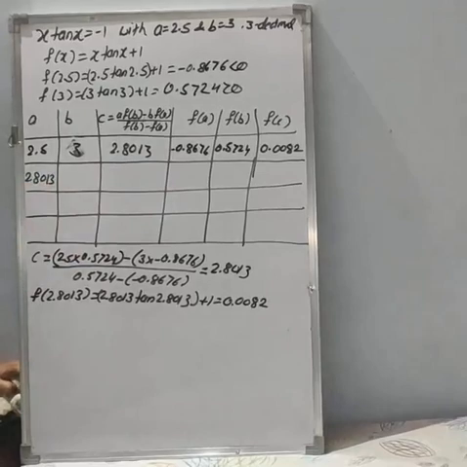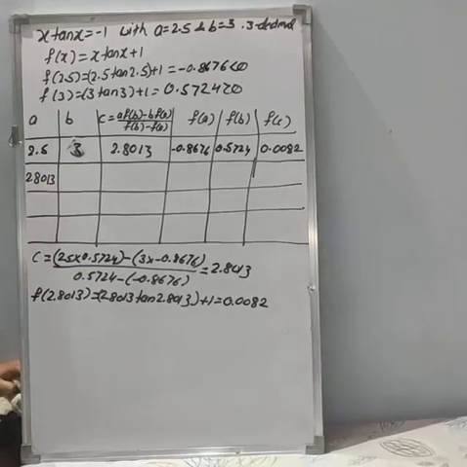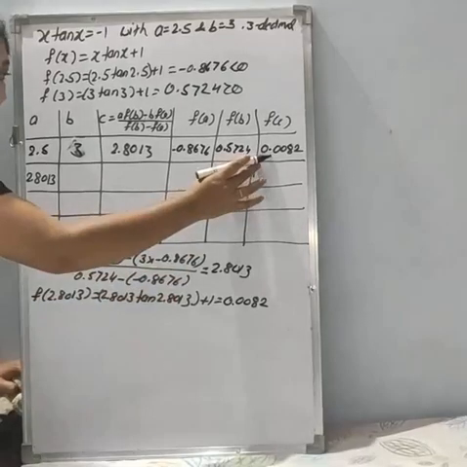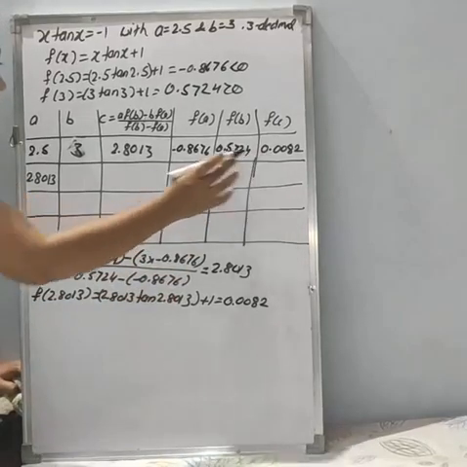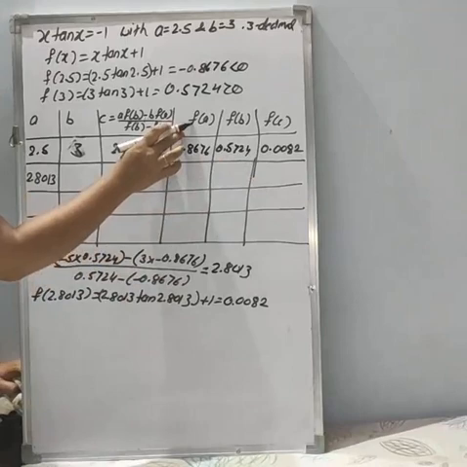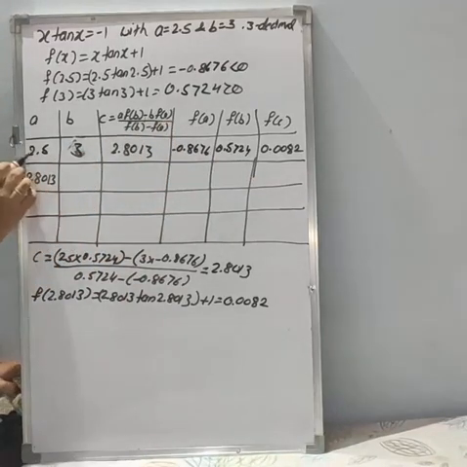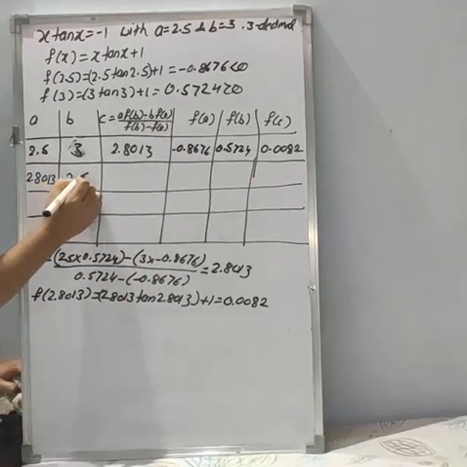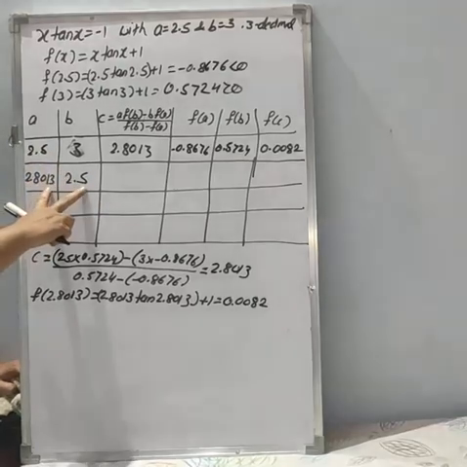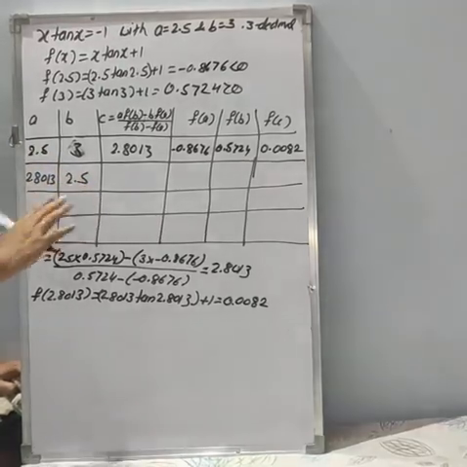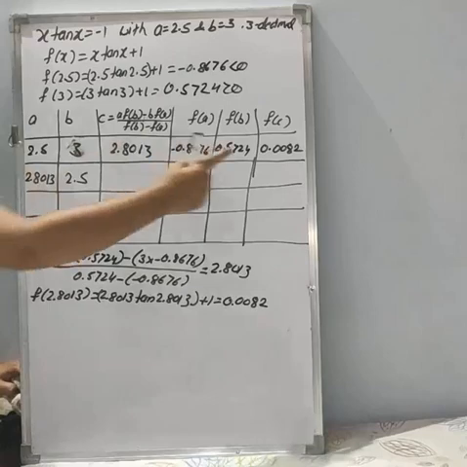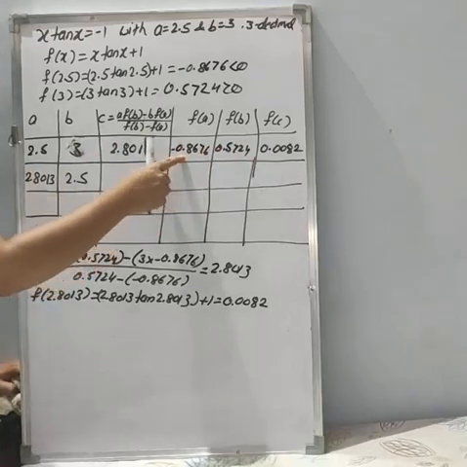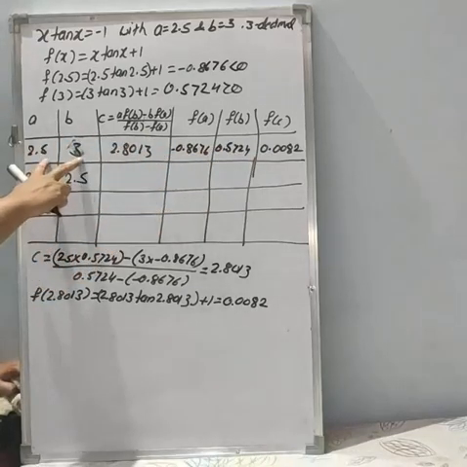Okay. Next, for the next iteration, this is our value a, 2.8013. Now, for 2.8013 we have a positive value here. Now check whether you have a negative value here. So take the next root as 2.5 now, because for these two roots we want f(a) and f(b) to be opposite in sign. Here we have plus and here we have minus, so we have to take the root from these two roots only.